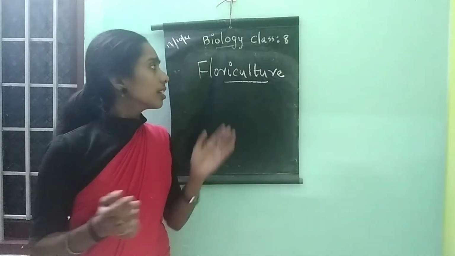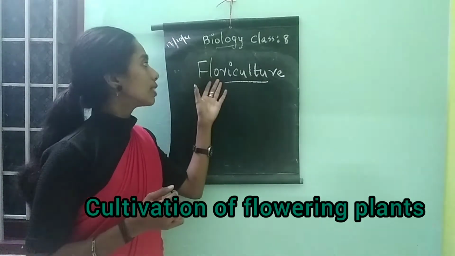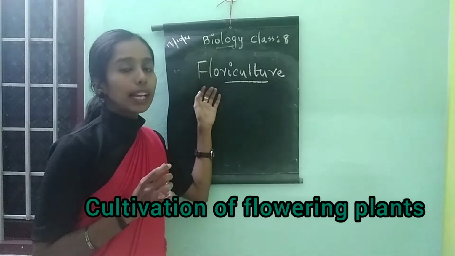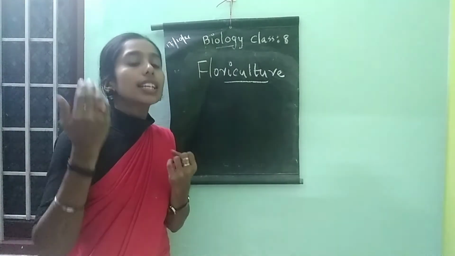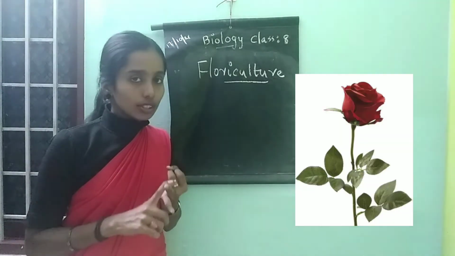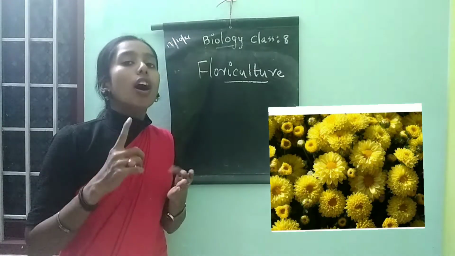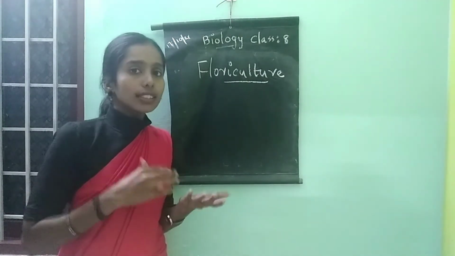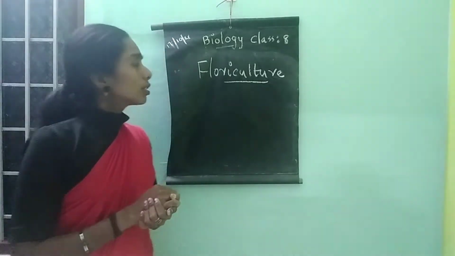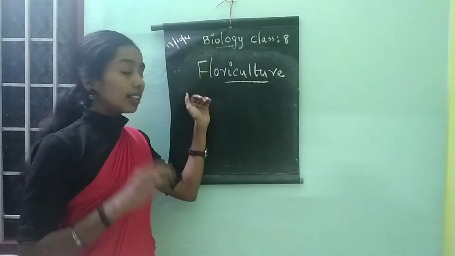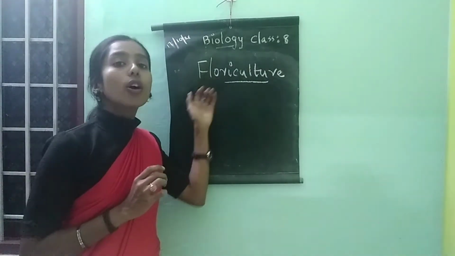So the next is floriculture. From the term itself it is clear: flori means flower. It is the cultivation of flowering plants. Mainly which flowers do you know? Jasmine, rose, anthurium, chrysanthemum, orchid, and also tulip. So many flowers are cultivated. The cultivation of flowering plants is known as floriculture.